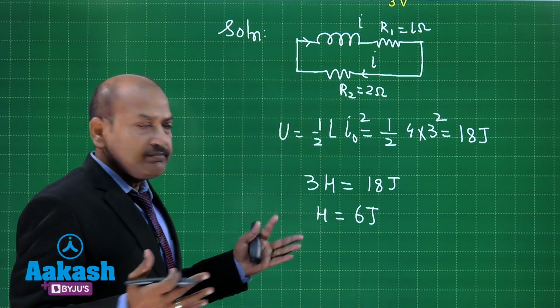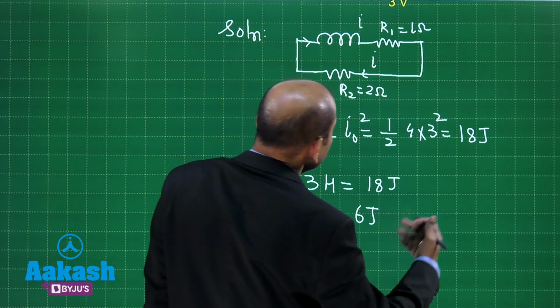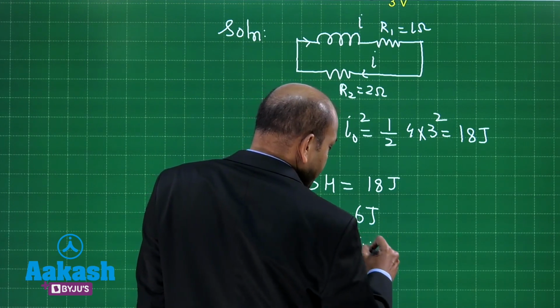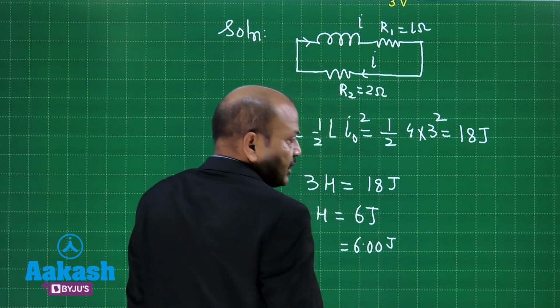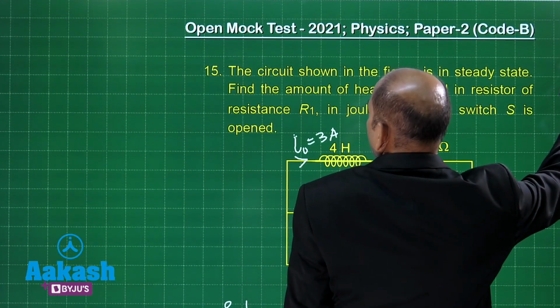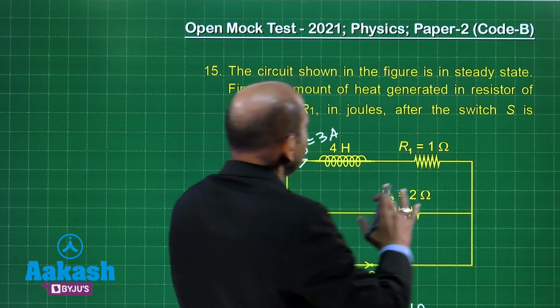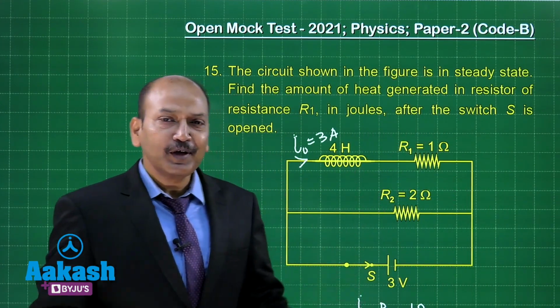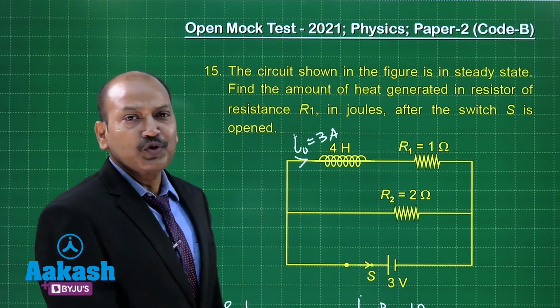So, that is the answer, and if we use 2 places after decimal, that becomes 6.00 joule. So, the question is done. The amount of heat generated in resistor of resistance R1 we have already found. Time to go to the next question now.